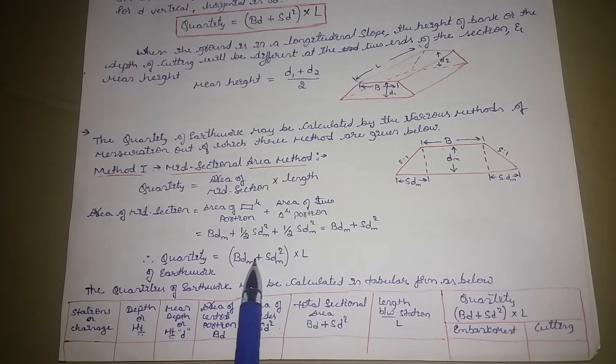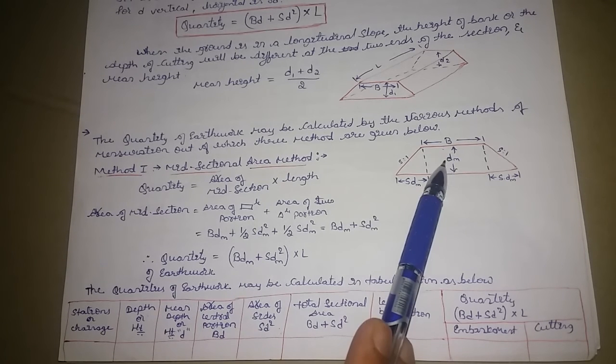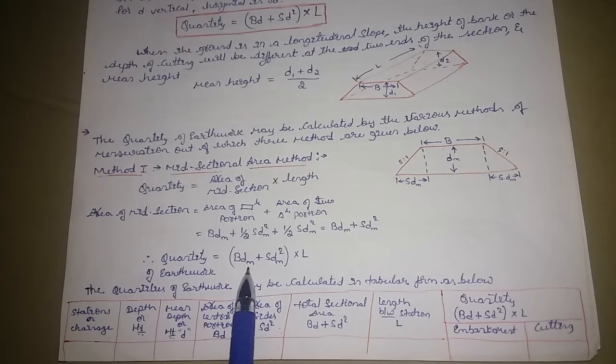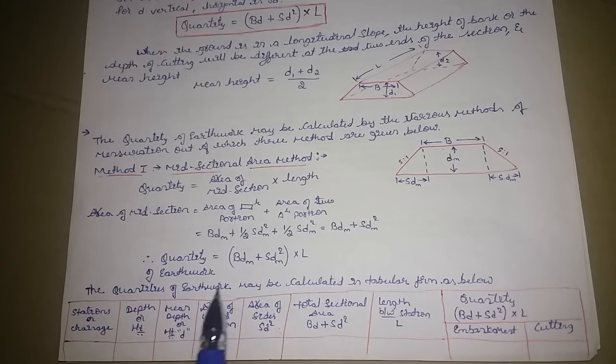So here you can see DM is there. Previously you saw D. If you are writing D, then we take D. If you are mentioning it as DM, then we take DM. Okay, this is about method number one.